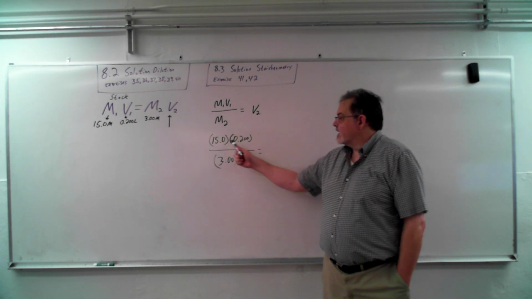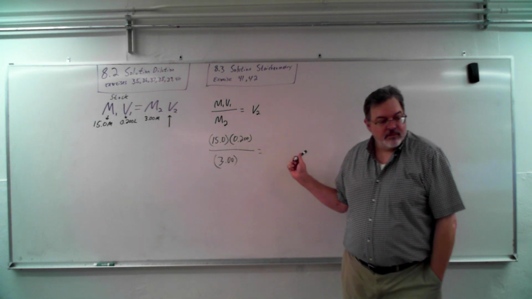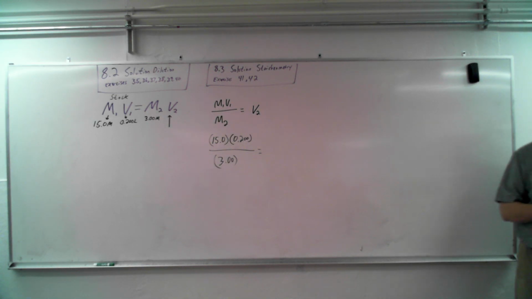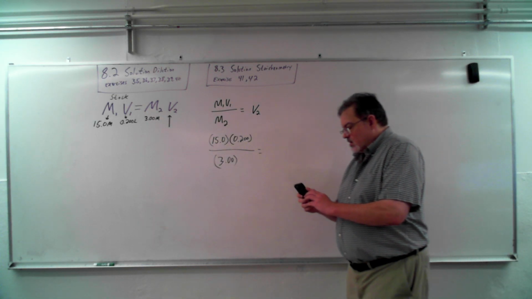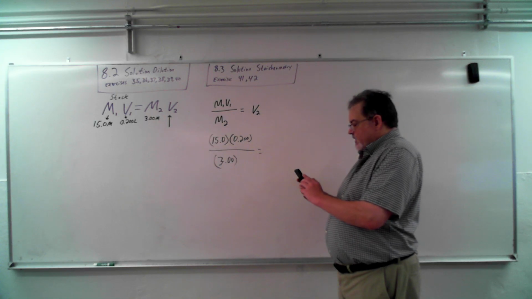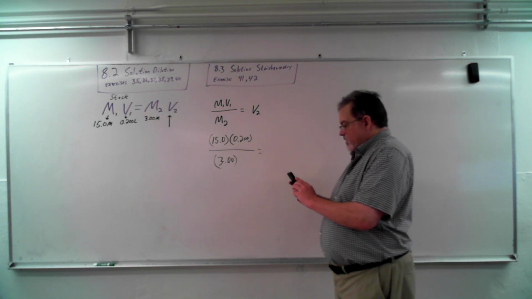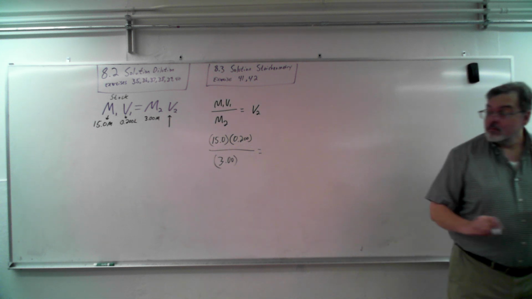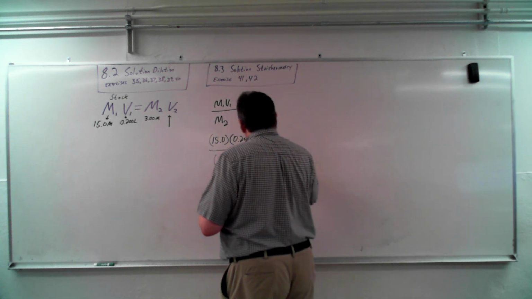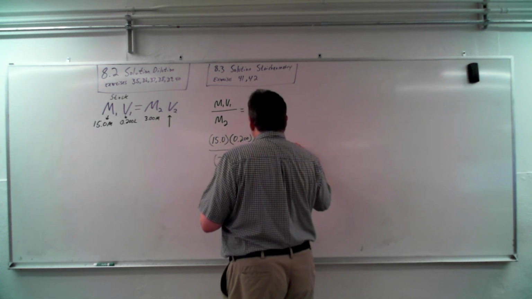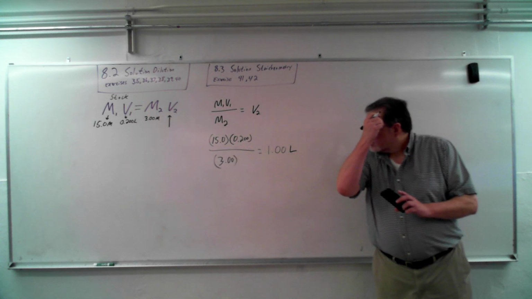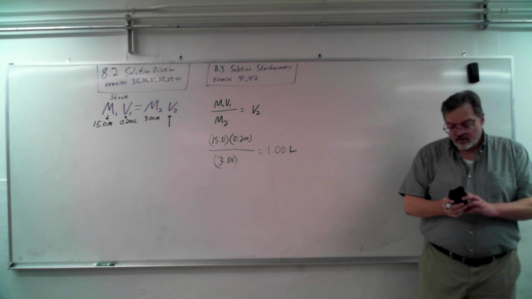The liters would cancel and you'd end up in capital M, that is moles per liter. D times 0.2 divided by 3. So I end up with 1 liter. 2 times 15 divided by 3.